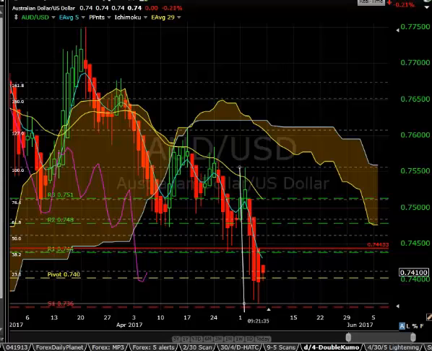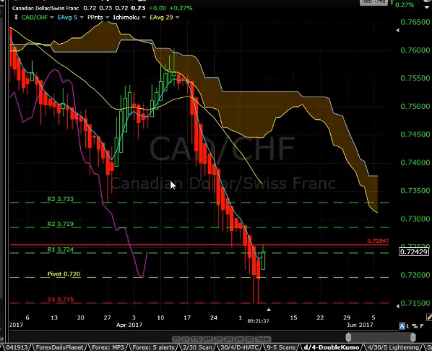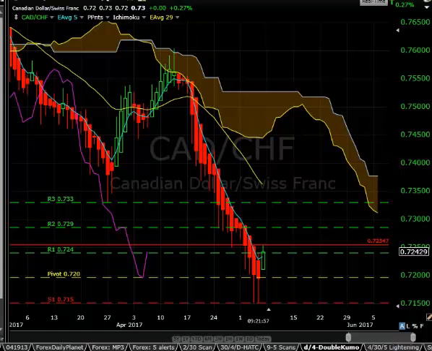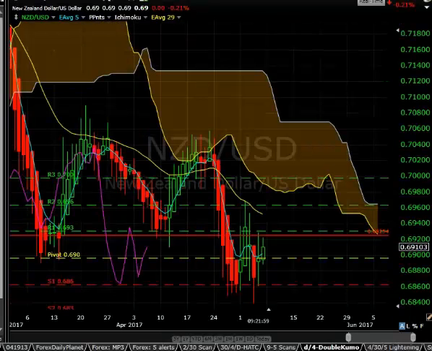CAD versus the Swiss franc, looking for that one to move lower. Again, we've had a little bit of a move back up, but we're testing some areas where I expect to see resistance. We'll see how strong the CAD can be. This evening, the CAD showing a little bit of strength this Sunday night, and the New Zealand dollar showing a little bit of strength, and expecting those to retreat here pretty soon, but we'll see.